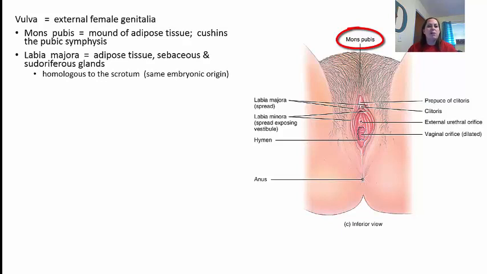We see that there's the labia majora. This is the larger area. This is made of adipose tissue, sebaceous glands, and sudoriferous glands. Labia, guys, means lips, and then majora means major. This is the homologous structure to the scrotum. So during embryonic development, it comes from the same kind of origin as the scrotum does.